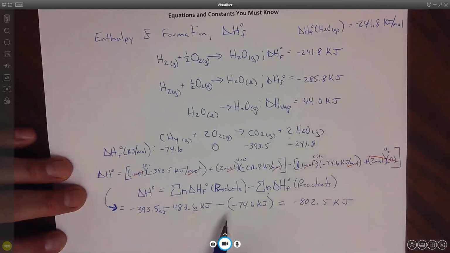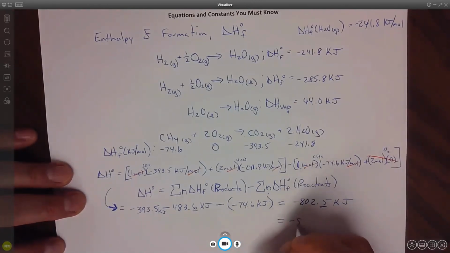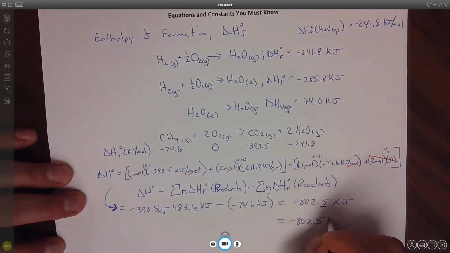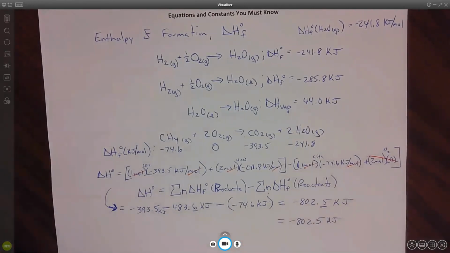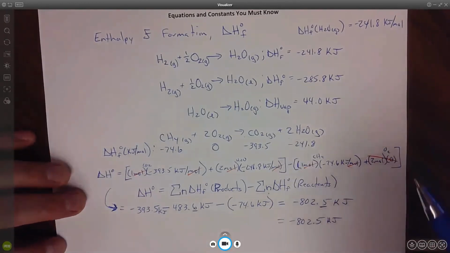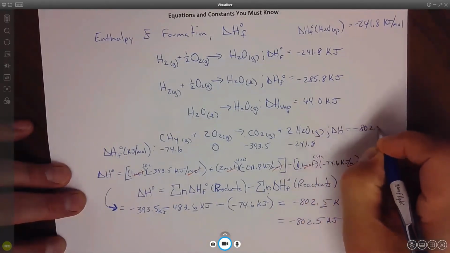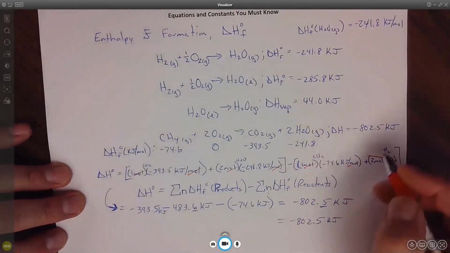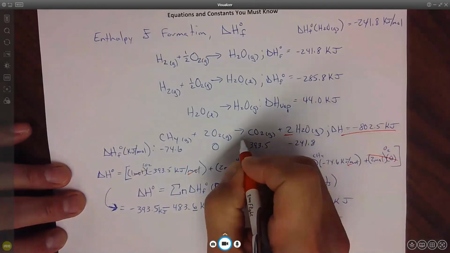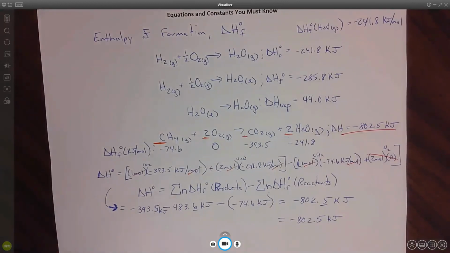So now all we're doing is adding and subtracting. This is 1 past the decimal, 1 past the decimal, 1 past the decimal, so the answer will be 1 past the decimal. And so your enthalpy for this reaction then would be negative 802.5 kilojoules. Okay. Then of course we could turn this into a balanced thermochemical equation by simply saying delta H equals negative 802.5 kilojoules. Now I could relate this energy to any of the coefficients in the balanced chemical equation for my energy molar ratio.